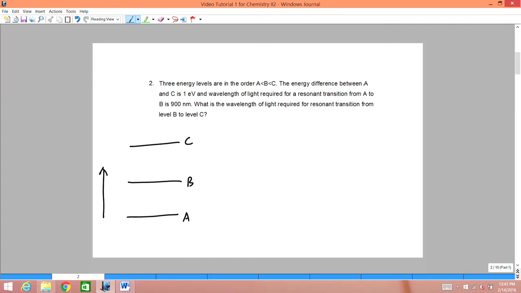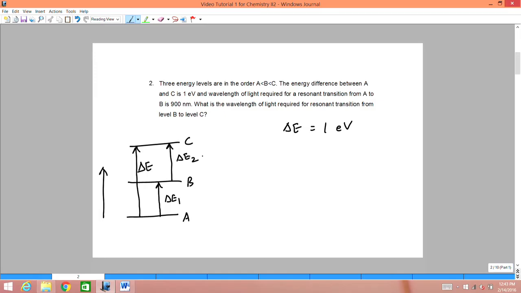The energy difference between A and C is 1 electron volt. This delta E is given, and that delta E is 1 electron volt. And the wavelength of light required for resonant transition from A to B is 900 nanometers. This lambda is given. Let me write it as delta E1 and write this as delta E2.